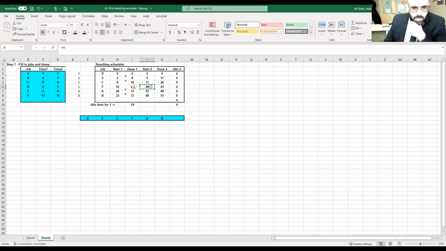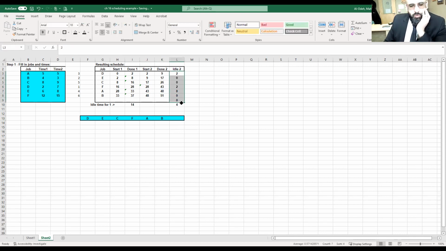However, here we have to stop right here. We can't start at 26 because we have to wait for work center 1 to finish. So we have to start on day 28. Therefore, there are 2 days idle. Now moving from there, 43, 43 coming from 28 plus the 15, the processing time, and so on. We do the same thing.